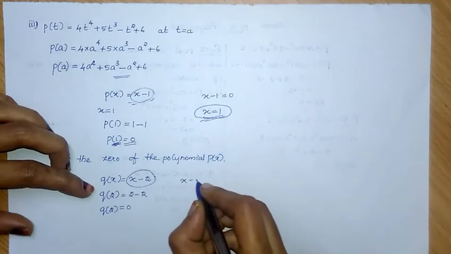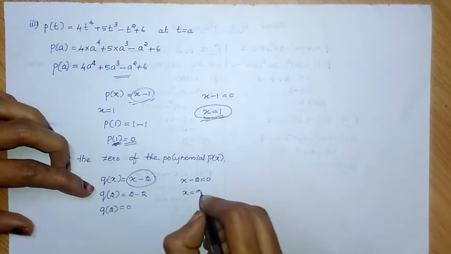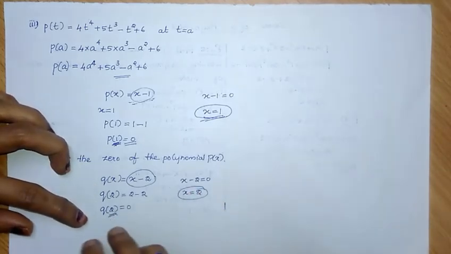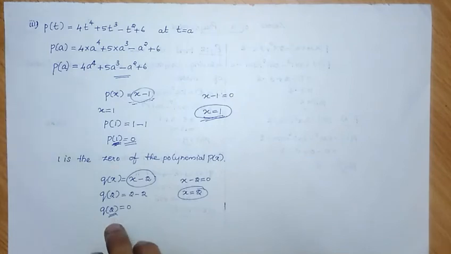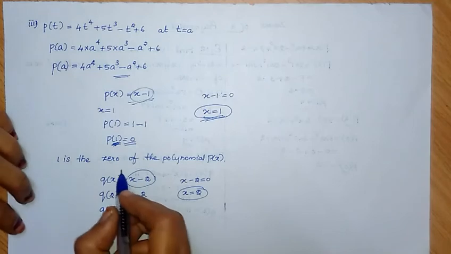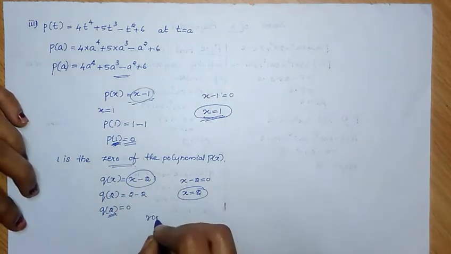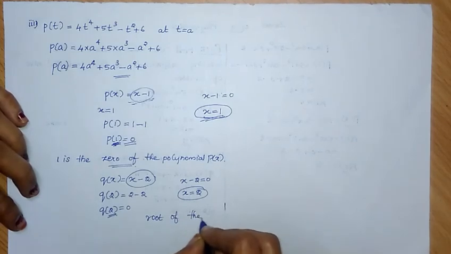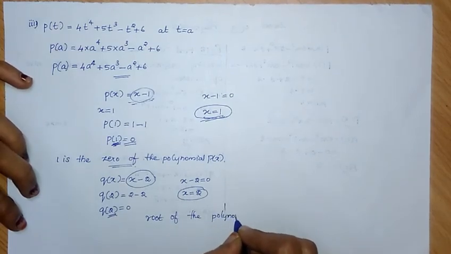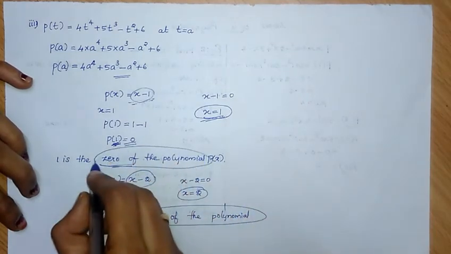Similarly, this also, x minus 2 equal to 0. First, equate the polynomial to 0. So, x is equal to 2. So, this is the 0 of the polynomial Q of x here. So, 0 of the polynomial is obtained by equating it to 0. 0 of the polynomial is otherwise called as root of the polynomial. Both are same, root of the polynomial and 0 of the polynomial.